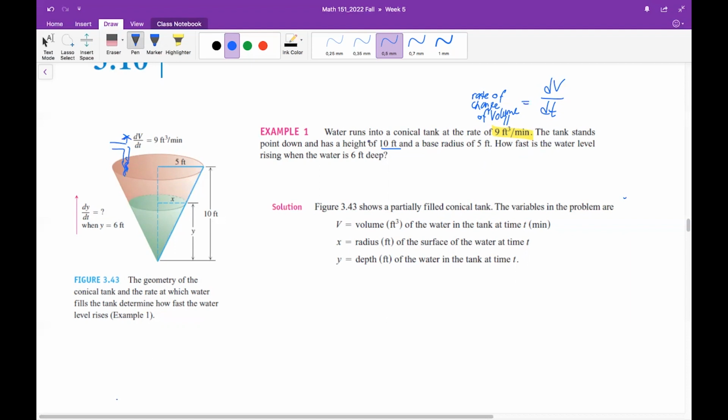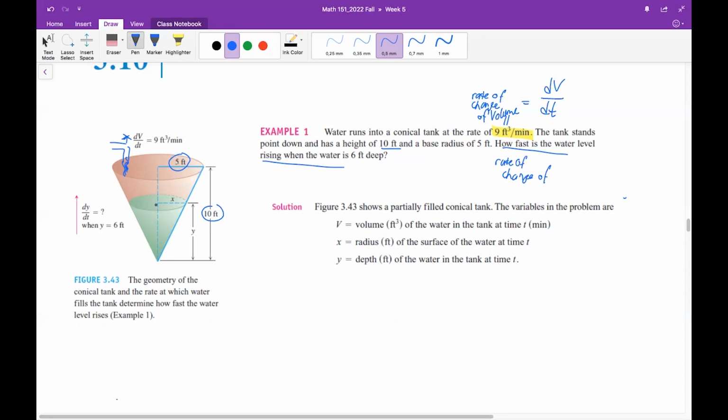Okay, then the tank stands point down. The picture is given and has a height of 10 feet, which is put here, and a radius of 5 feet. How fast is the water level rising when the water is 6 feet deep? So what does this mean? What do we want to find? How fast is the water level rising, it says. So this corresponds to the rate of change of water level. So we start decorating our picture.